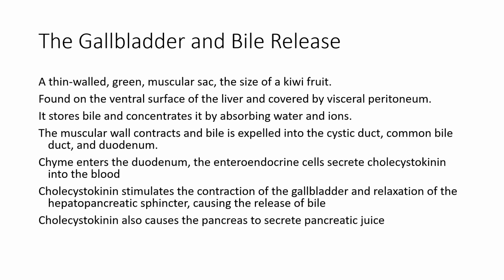Now, what is the key to triggering the release of bile? When chyme enters the duodenum, there are enteroendocrine cells that will secrete a protein known as cholecystokinin. Cholecystokinin tells the gallbladder to contract and relax the sphincter that controls the bile. Cholecystokinin also tells the pancreas to release the pancreatic enzymes. So it is the presence of the chyme coming into the duodenum that causes the release of the cholecystokinin.